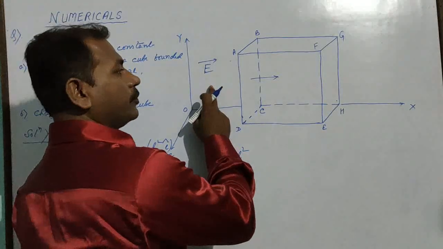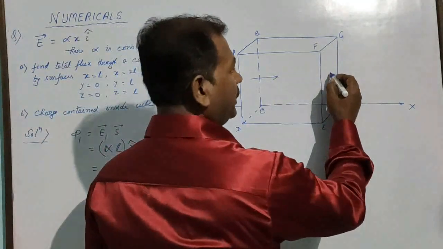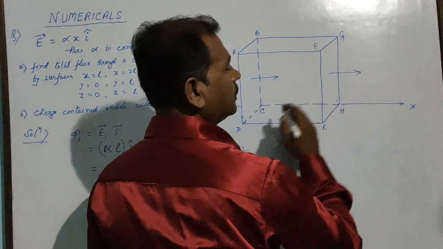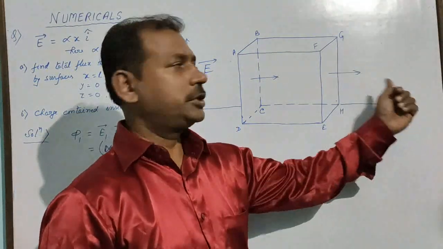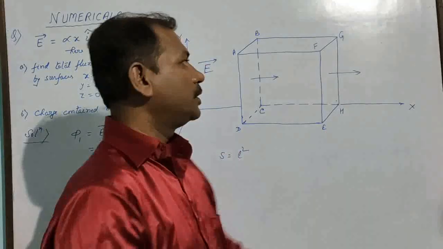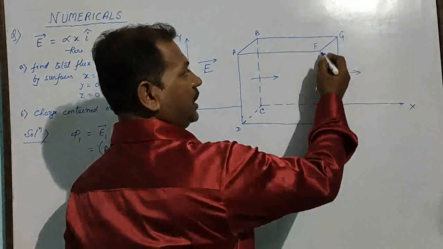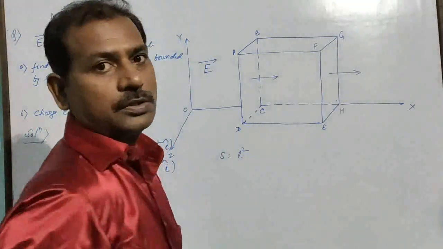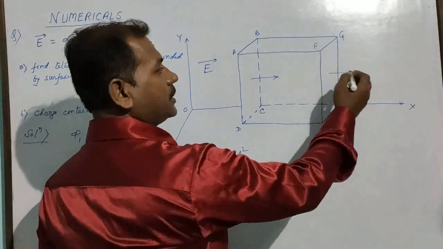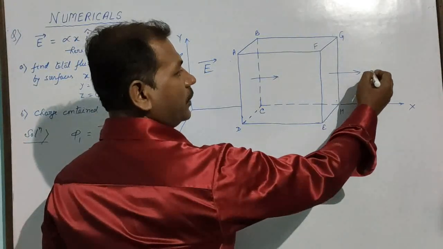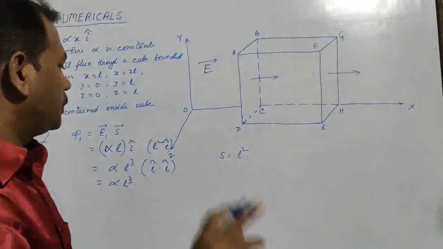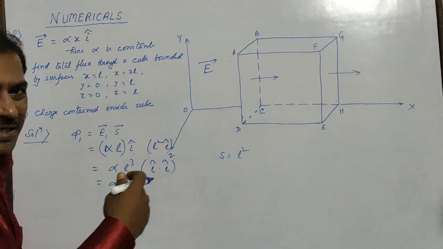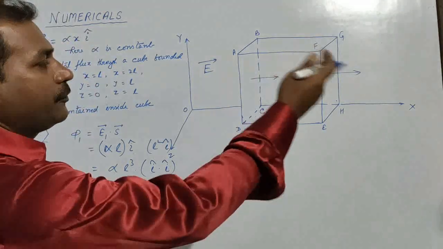Now the same field intensity will interact at this face. The flux will exit, the flux will come out of the area EFGH. So when you are taking the face EFGH, the area vector will act along this direction. The field intensity is also in that direction. So you can calculate the flux exiting from that face.